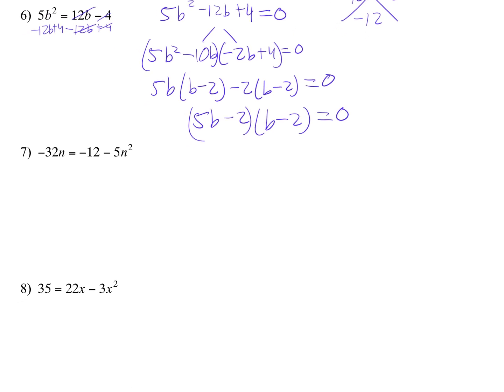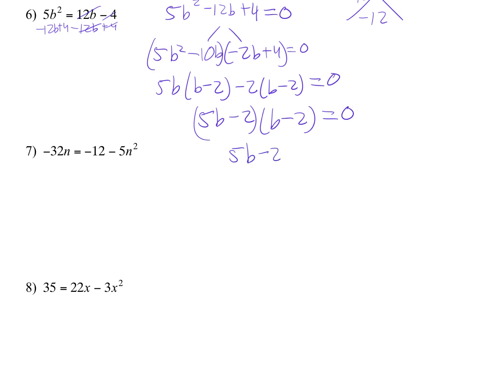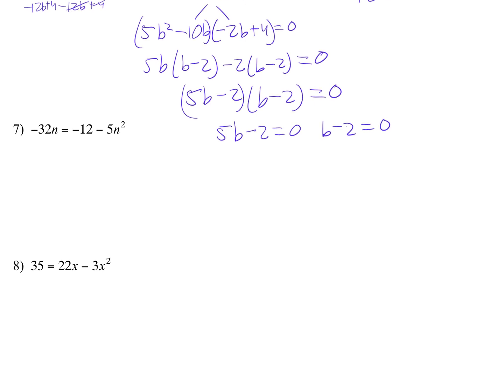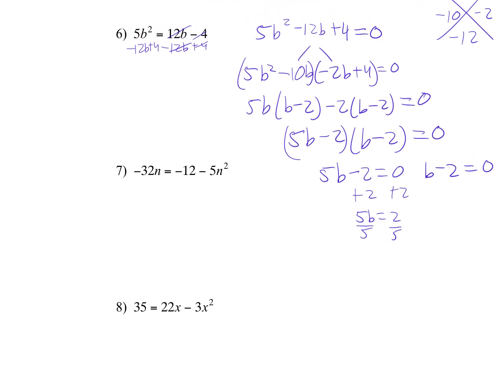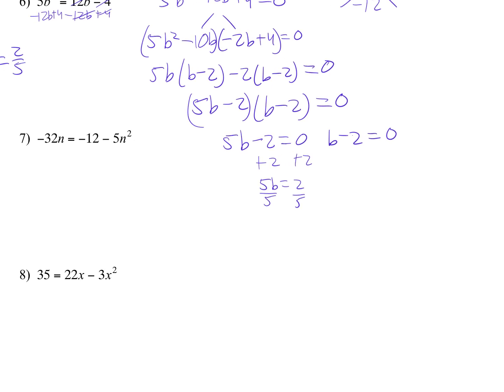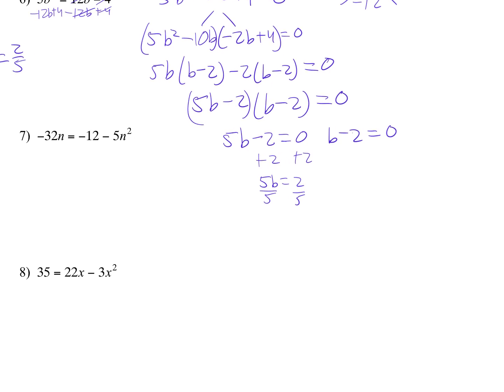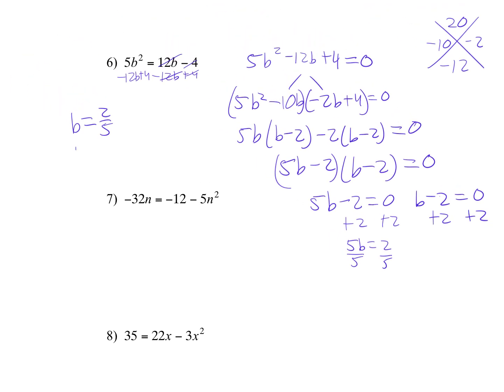All right, and now we want to set each factor equal to 0. So 5b minus 2 equals 0, and then b minus 2 equals 0. And now we just solve for b in both of these equations, right? So solving for b over here, we get plus 2 plus 2. We get 5b equals 2, divide by 5 on both sides. We get b equals 2 over 5 as one of our answers. And then in the second equation, b minus 2 equals 0, we just want to add a 2 on both sides. So then again, we get b equals 2. And we get our two solutions.